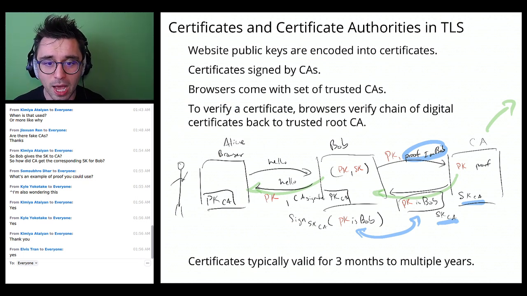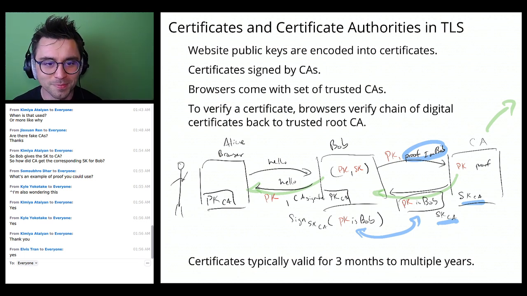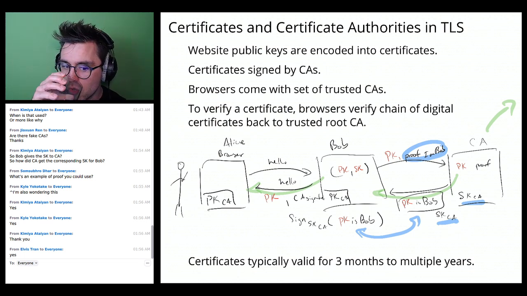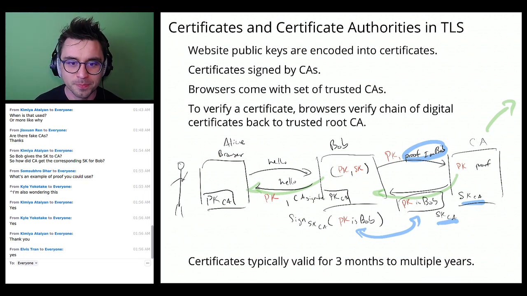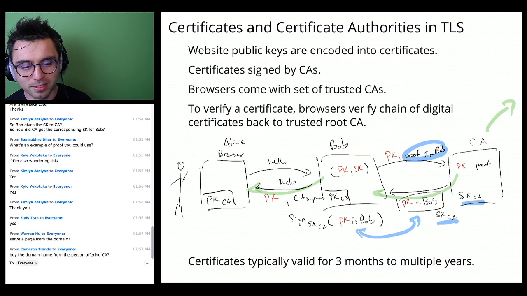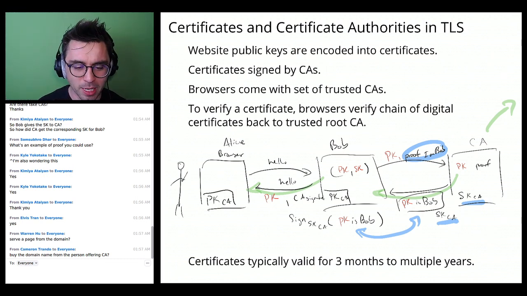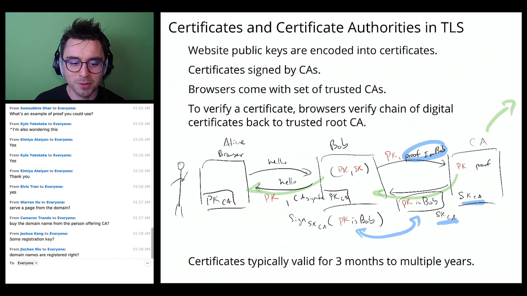Now let's talk about how we actually prove to this certificate authority that I am actually Bob, right? So how do you prove ownership of, let's say, a domain name? How do you think? Save a page from the domain, buy the domain name from the person offering CA. You still have to prove. It could be that the CA is the one selling these things. So the domain names are registered how?